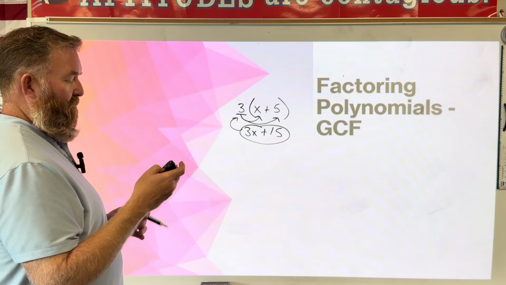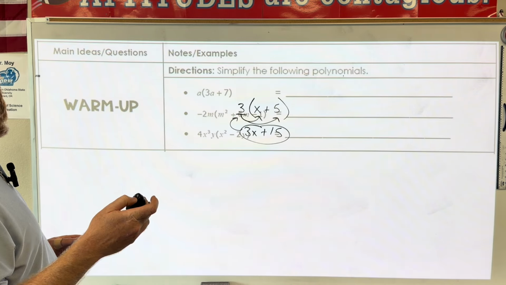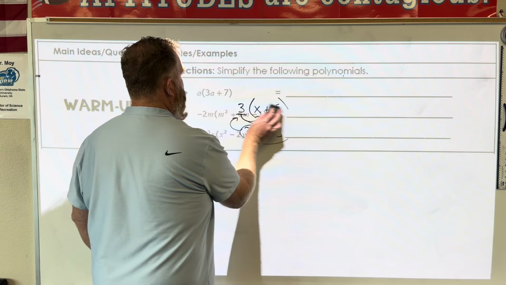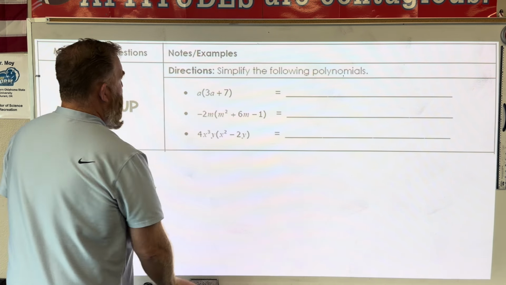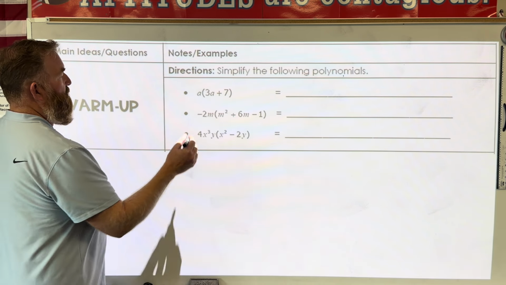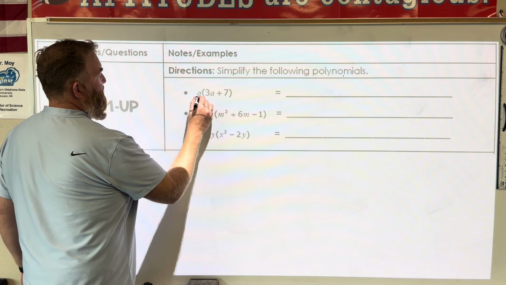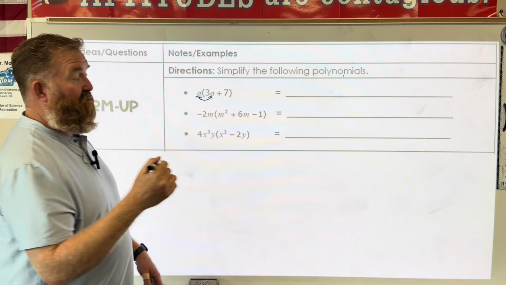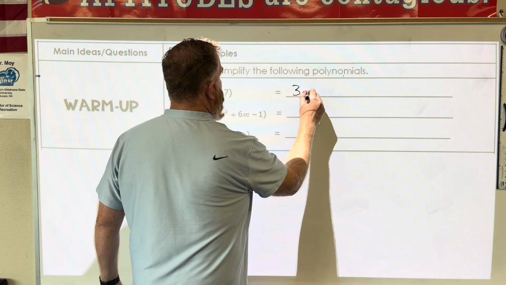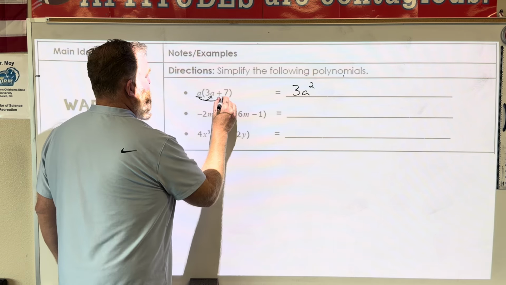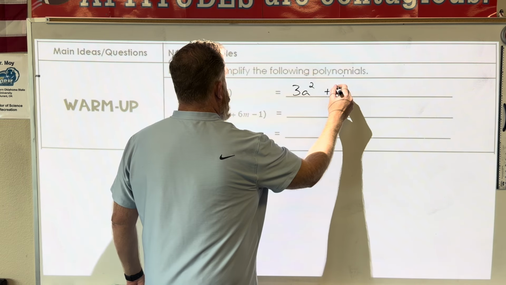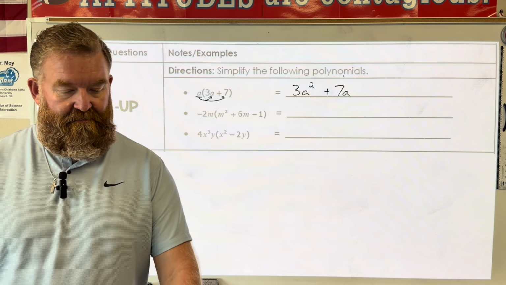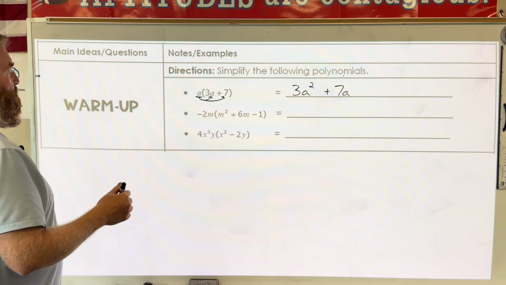All right, so here we go. Notes. Main idea: simplify the following polynomials. Now, this is what I just showed you a second ago. How would I solve this one? What's a times 3a, guys? 3a squared, that's exactly right. So we got 3a squared, and then we've got a times 7, which is what? 7a. All right, everybody good so far? Same thing as the other ones.